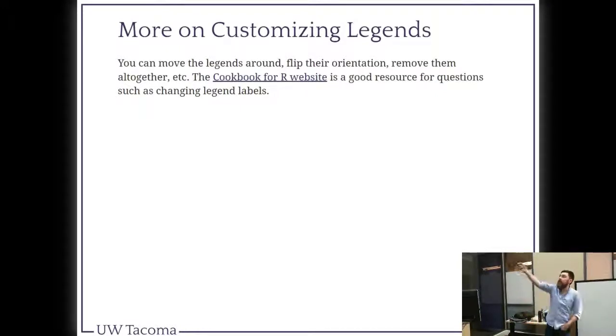Okay, more on customizing legends. You can do things like move your legends around, flip orientations. Like, you can take an axis and just say coordinate flip, and it will flip it. You won't have to modify the data, but it will just change whether 1 or 0, say, is on top of the y-axis, or remove them, stuff like that.